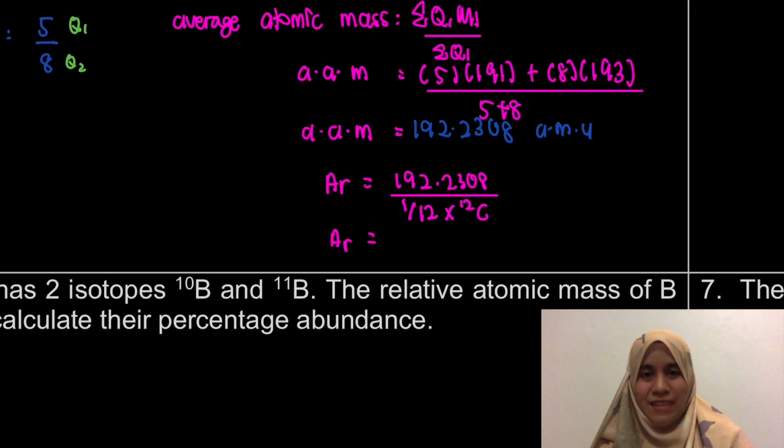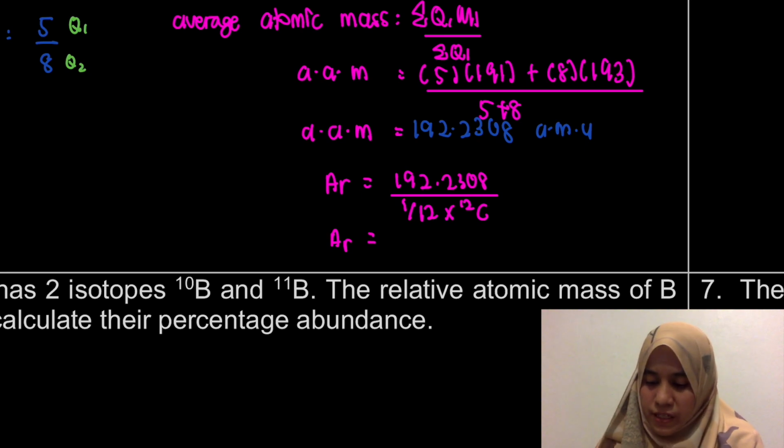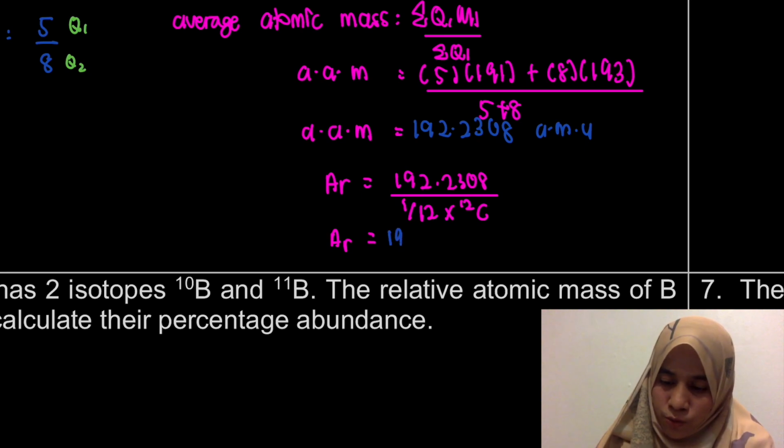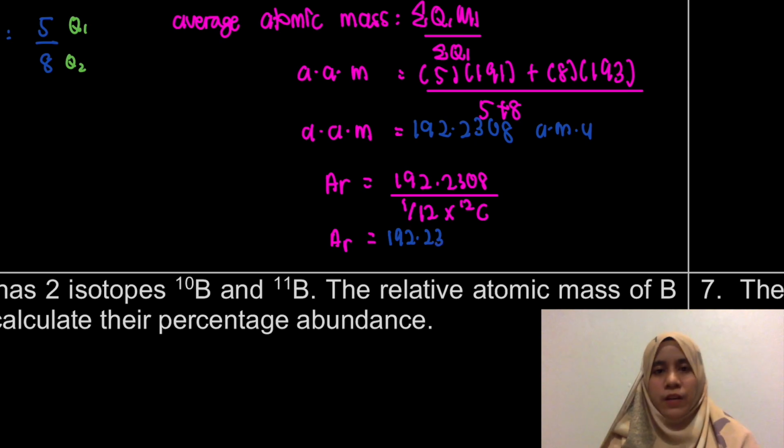Since this is the last step, here I feel it's safer for us to take 2 decimal places. So the final answer is actually 192.23. Okay, so that is for example 4.